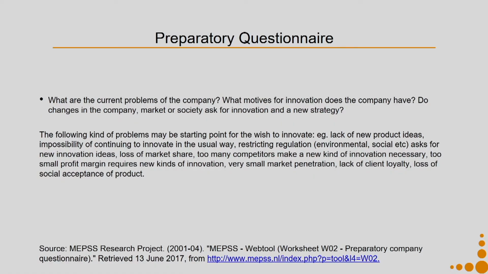What this question helps you to identify is the following kind of problems that may be the starting point for the wish to innovate: lack of new product ideas, impossibility of continuing to innovate in the usual way, restricting regulations like environmental, social, etc. asking for new innovation ideas. Say for example, the government said I will not allow you to sell RO dispensers which waste 30% of the water. Too many competitors make a new kind of innovation necessary.